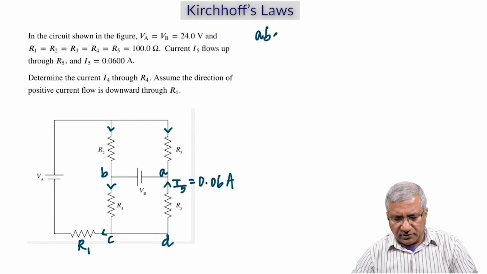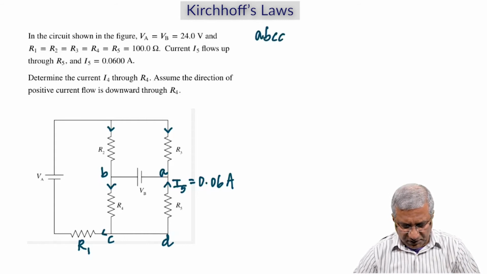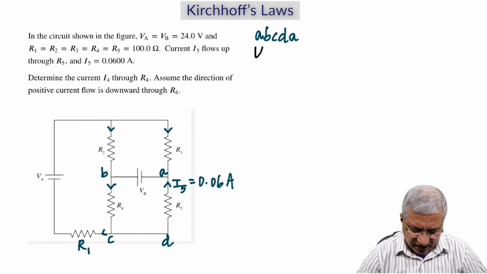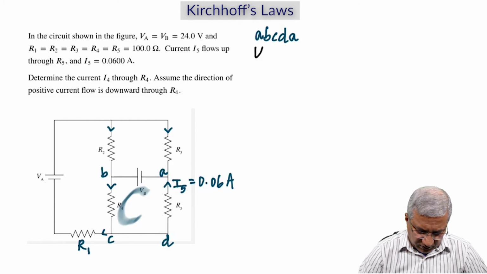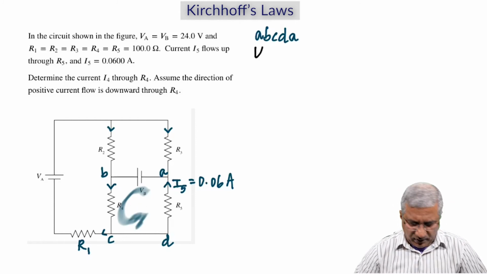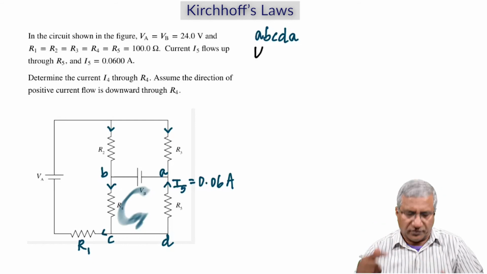And I'm going to apply the loop rule in A, B, C, D. And I always go counterclockwise. So A, B, C, D, A. I don't think I've shown it. So counterclockwise like that. I can do better. All right. A, B, C, D, A. So I'm starting from A.